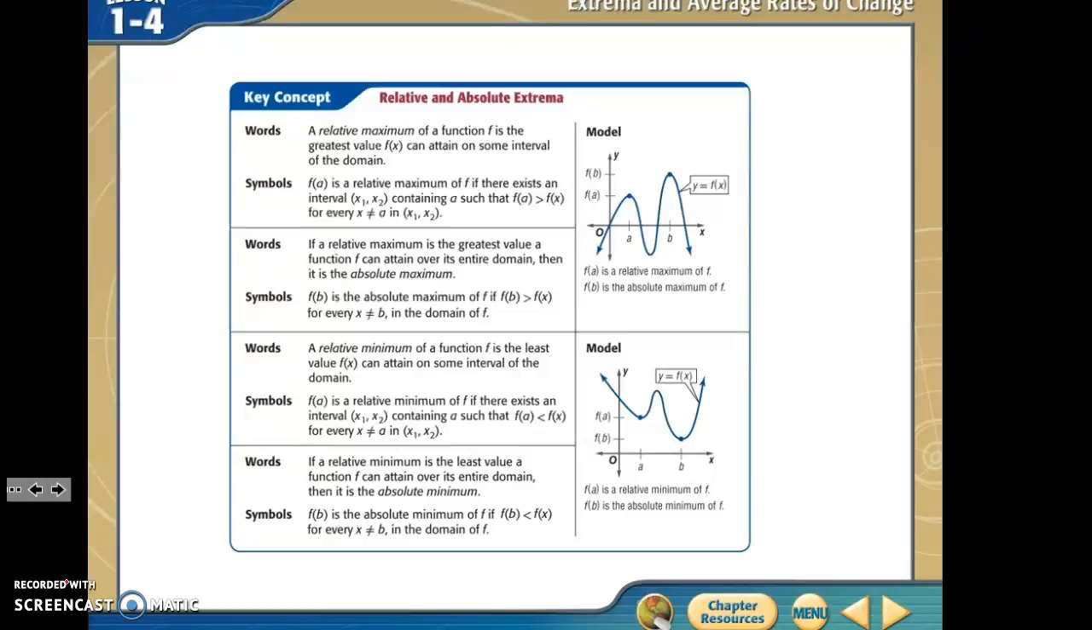I think this is supposed to say absolute maximum, and this should say absolute minimum. Because the absolute maximum is the highest point for the entire graph, so over the entire domain. Oh, it says it there. Never mind. No, that's it. This should be absolute maximum, and this should be absolute minimum.